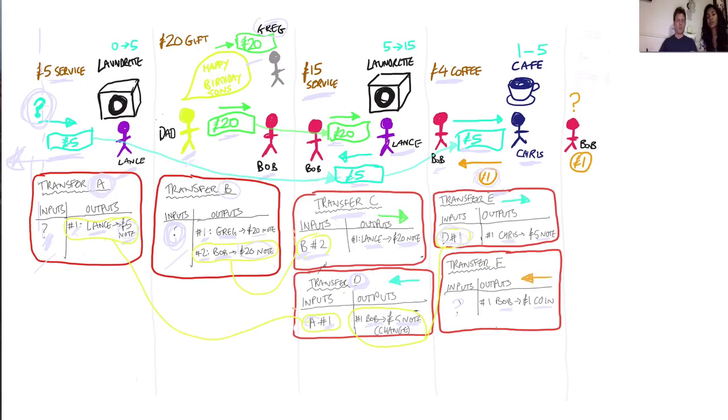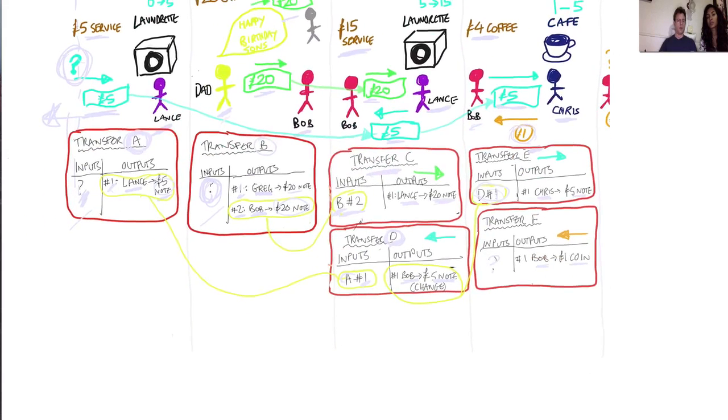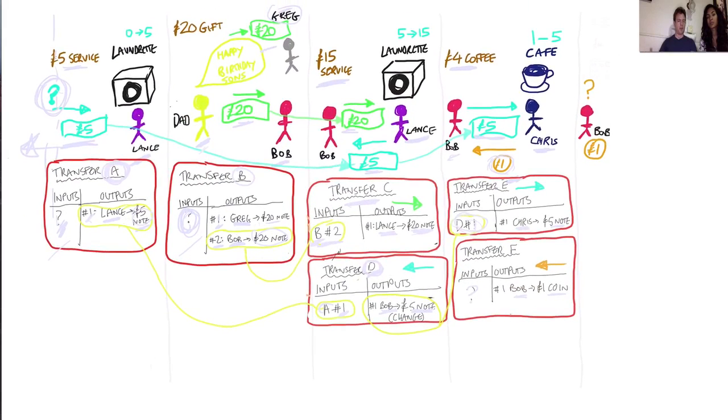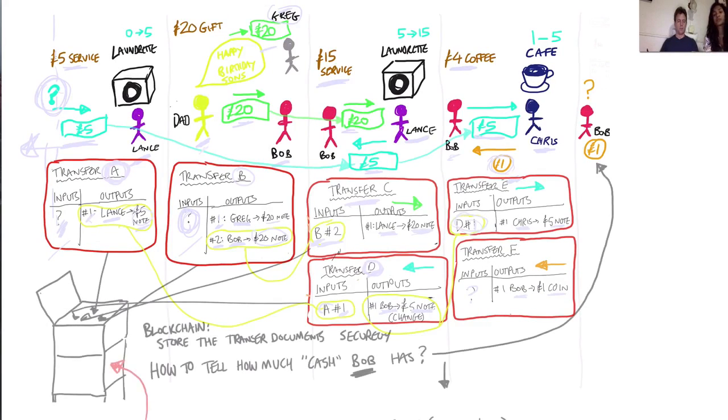So the Bitcoin blockchain is really nothing more than a secure and distributed list of all of these transactions that have ever happened. It's a ledger, yeah, exactly. So if I just fade this in, like this.